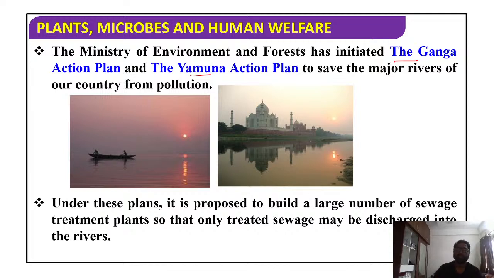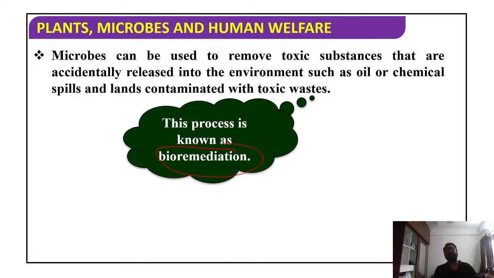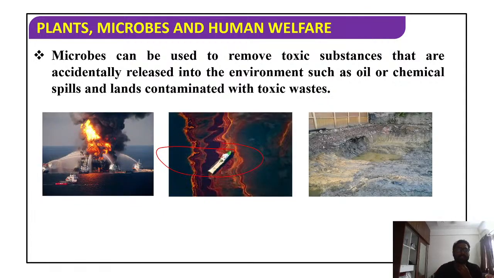So this is the topic for the day, STPs. Now, another last point, you have to understand what bioremediation is. Students, microbes can be used to remove toxic substances that are accidentally released into the environment, such as oil or chemical spills and lands contaminated with toxic waste. This process is known as bioremediation. Students, you can see some pictures of oil spills, where the environment is cleared through microbes.